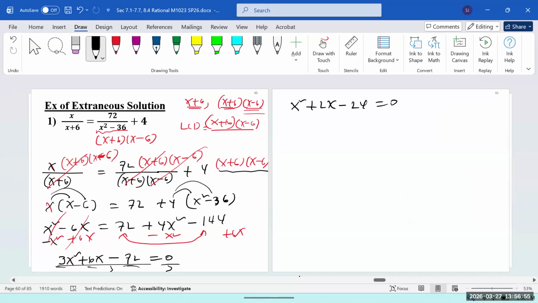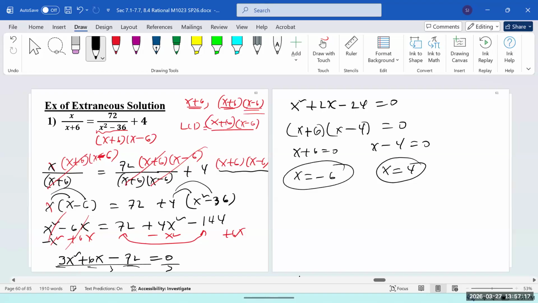So it becomes simple, right? Two numbers multiplied to 24 and combined to 2. What are they? 6 and 4. Give me the signs. Plus 6, minus 4. So x plus 6 equals 0, x minus 4 equals 0. That gives us x is negative 6 and x is positive 4. Right? Simple, right? But guess what?